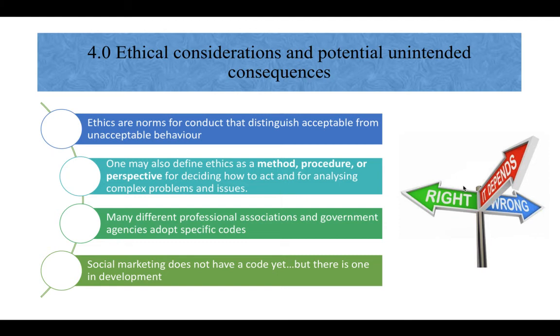Ethical consideration and potential unintended consequence. Ethics are norms for conduct that distinguish acceptable from unacceptable behavior. In this intervention, students are the target audience to be mobilized for participation in the secondary school. All of them are under 18 years. Therefore, the planner must get the informed consent of the parents or legal guardians, who are required to sign a consent form explaining the general nature of the intervention and the potential risks and harms the intervention may cause.